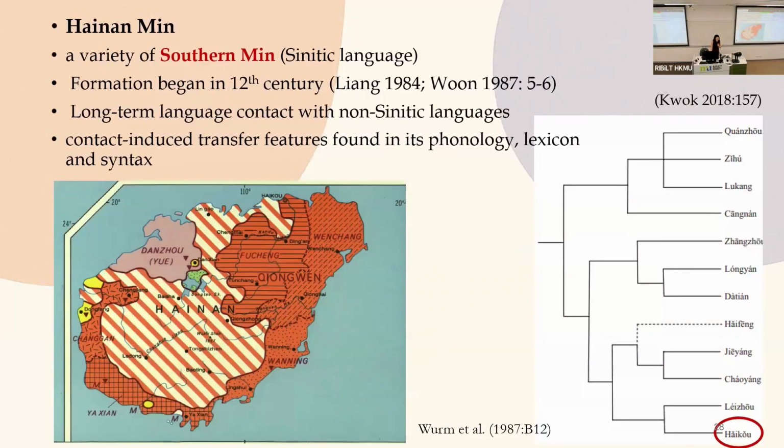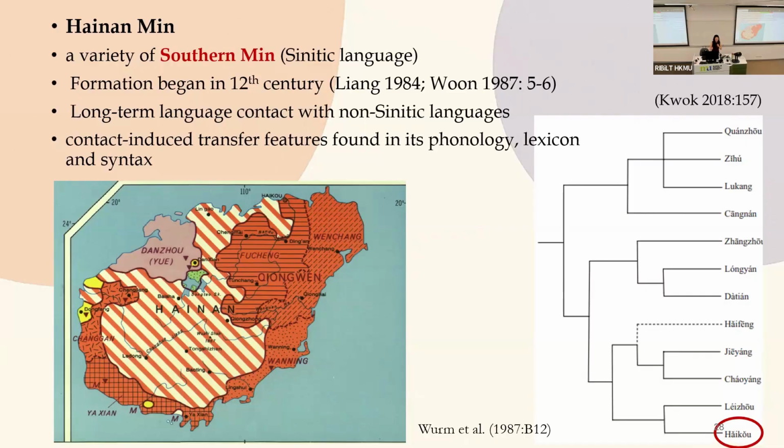And for Hainan Min, we'll put our focus here, finally coming back to it. So Hainan Min's formation began in the 12th century, much later than the arrival of Be and Hlai speakers. So when waves of Southern Min-speaking immigrants from Fujian came to Hainan and brought with them their languages, they lived side by side with speakers of non-Sinitic languages for centuries, and the prolonged language contact has resulted in numerous features caused by contact-induced transfer in the phonology, lexicon, and syntax of Hainan Min.